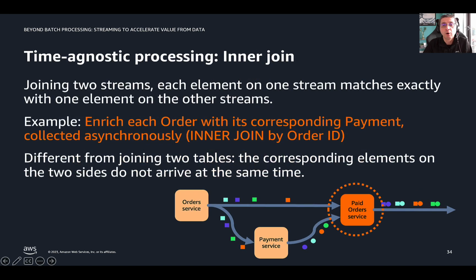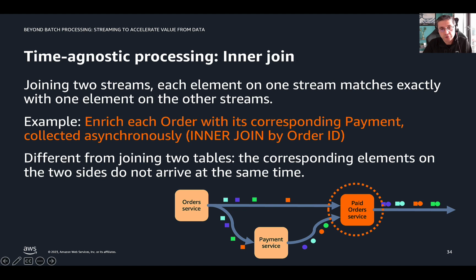More complex logic can also be time agnostic. Inner join is an example. Imagine we have two streams of data, and each event in one stream matches exactly with one event in the other stream. An example of this can be an e-commerce platform where payments are collected asynchronously, and we produce the stream of orders and payments. Downstream, we want to enrich the orders with some information about the payments. And this is a simple inner join by order ID in SQL terms, and it will be the same in streaming terms. But remember, this is streaming.